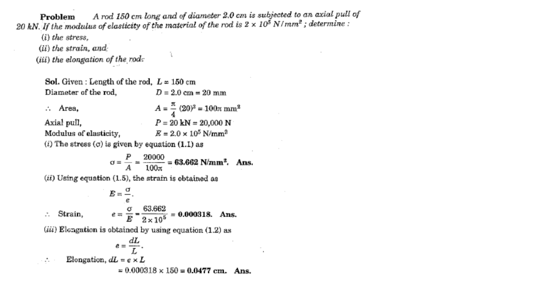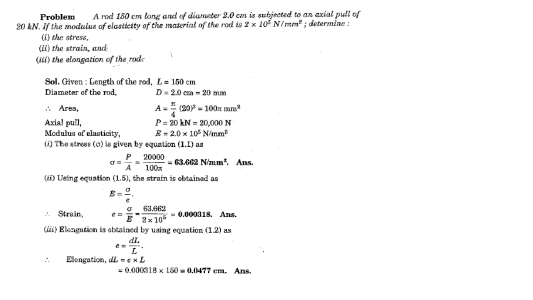of the rod. The given data in the problem is the length of the rod L is equal to 150 centimeter, the diameter of the rod is equal to 2 centimeter, then axial load is equal to 20 kilonewton, and Young's modulus capital E is equal to 2 into 10 to the power 5 Newton per mm square. We have to find stress.